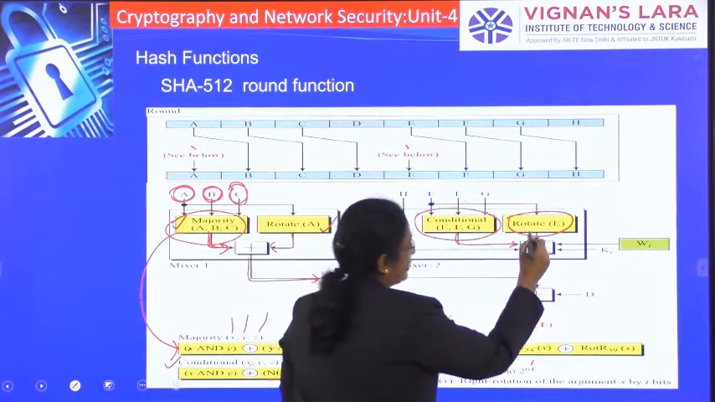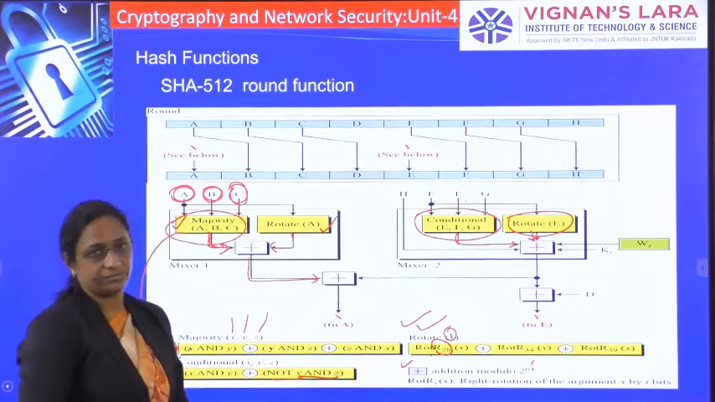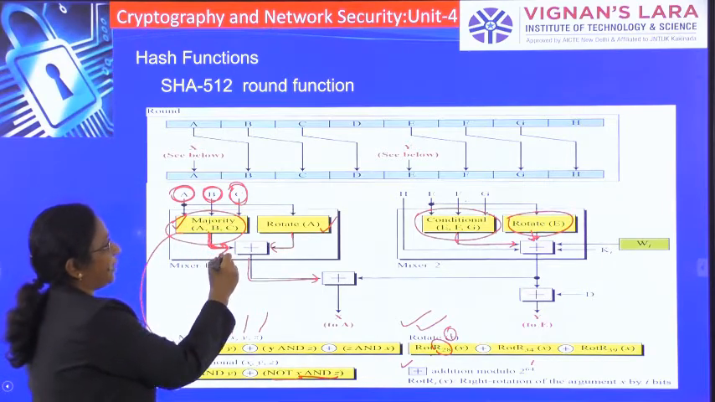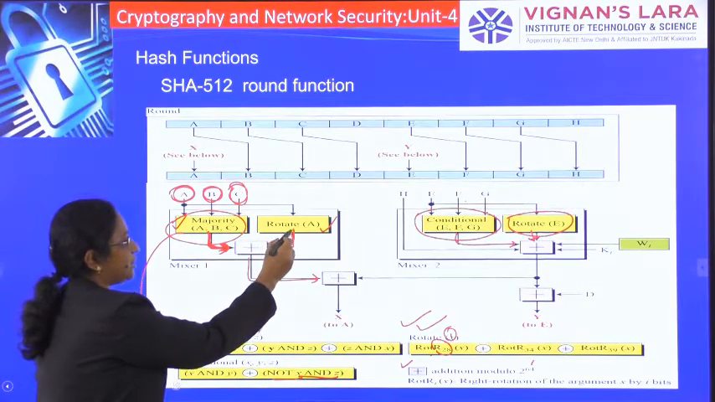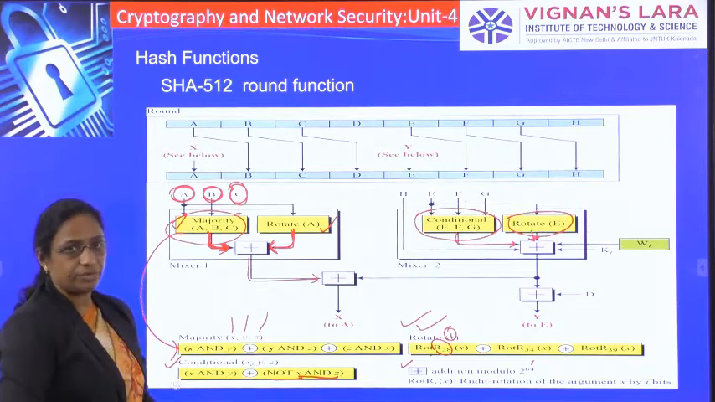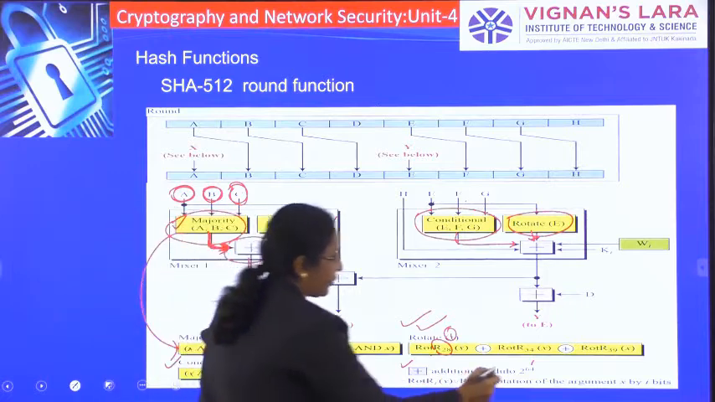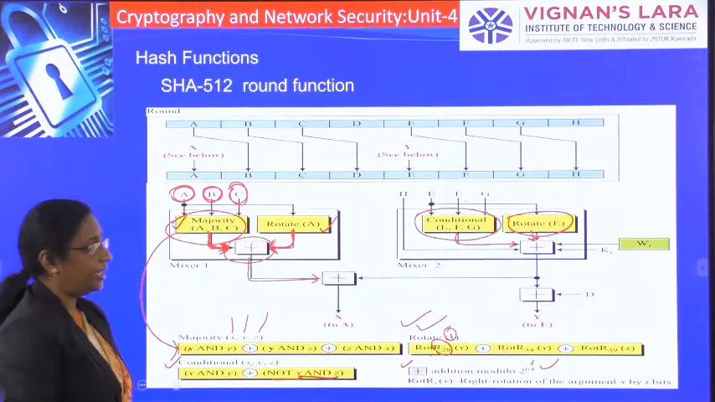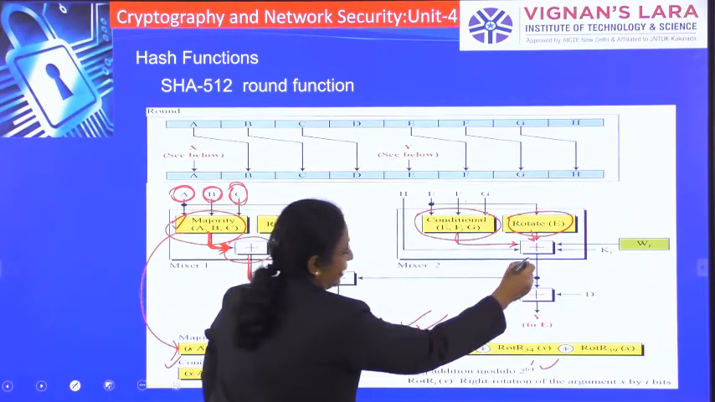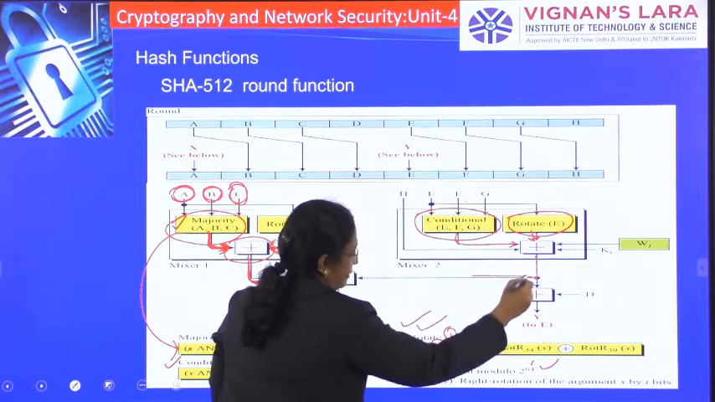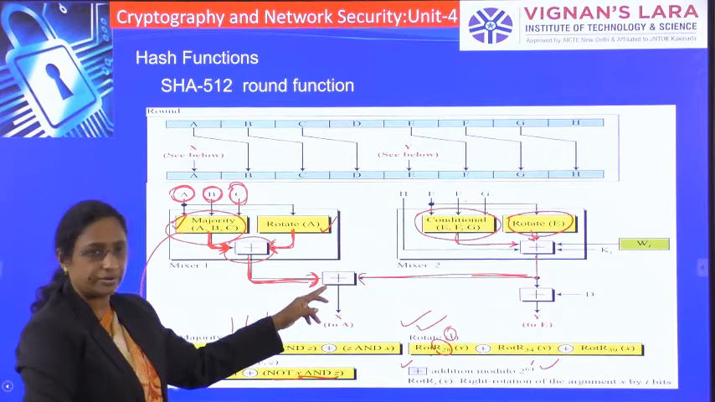After doing that, this is an addition operation, an addition modulo 2 to the power of 64. Whatever output you are getting from the majority function and whatever output you are getting from the rotate function will go through an addition modulo 2 to the power of 64. And after that, whatever output you are getting, again with the other output, those will again be added modulo 2 to the power of 64.